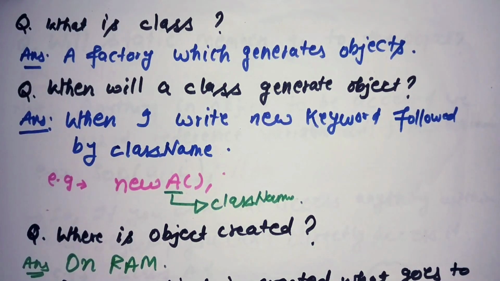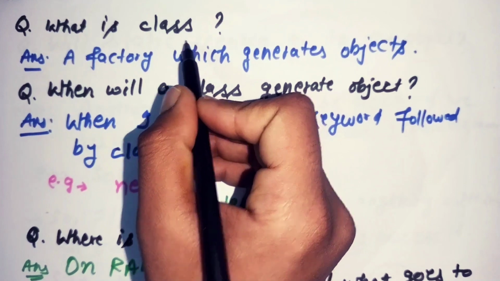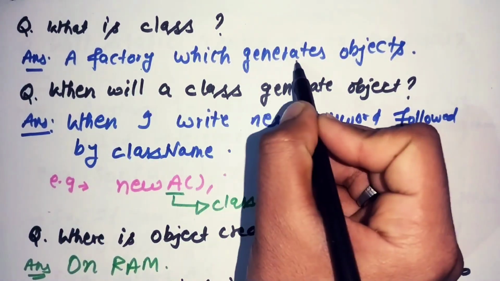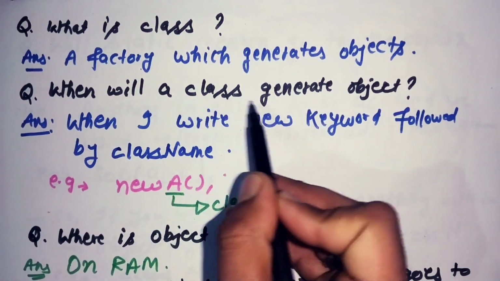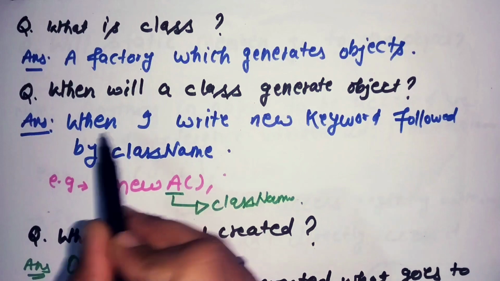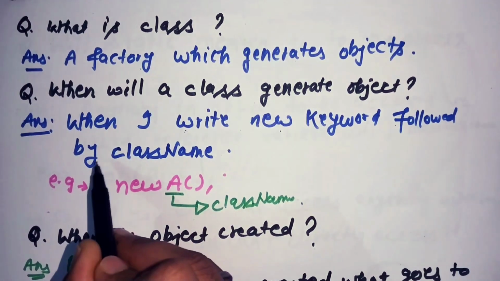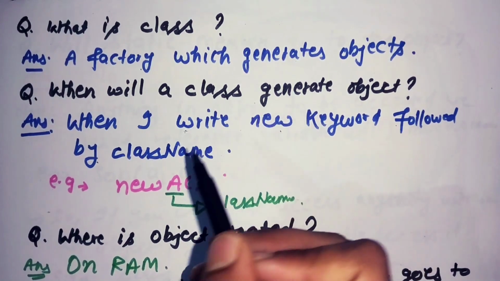अभी तक हमने क्या सीखा? Just question: what is class? Class is a factory which generates objects. When will a class generate object? When I write new keyword followed by class name, it will generate object.